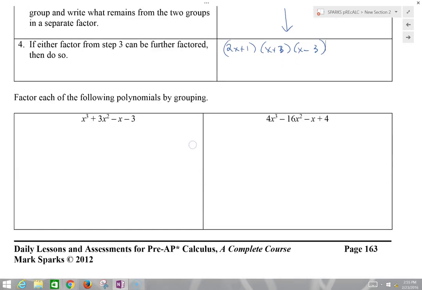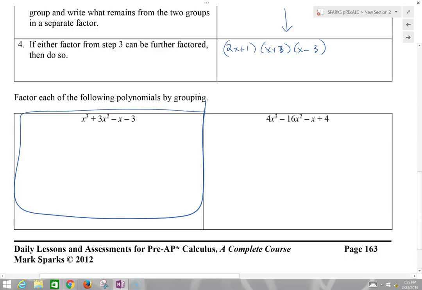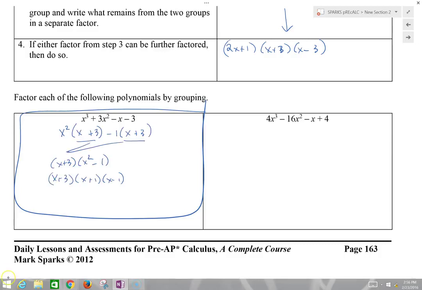Why don't you go ahead and try this first one, and then check your answer. So pause it now, give it a try.